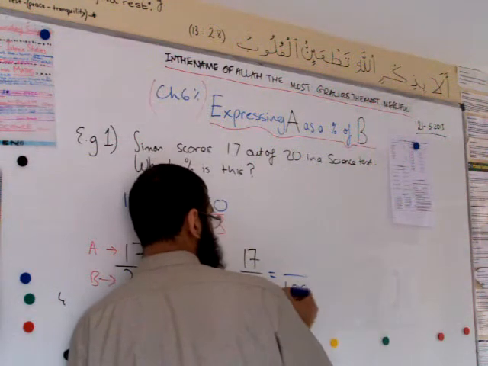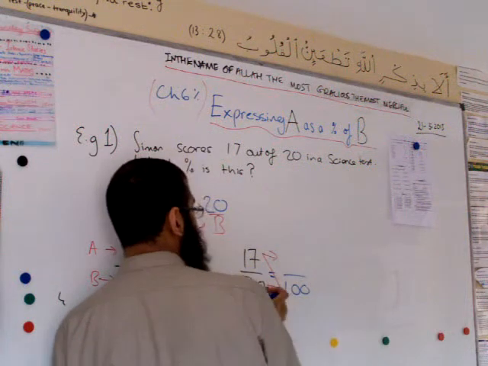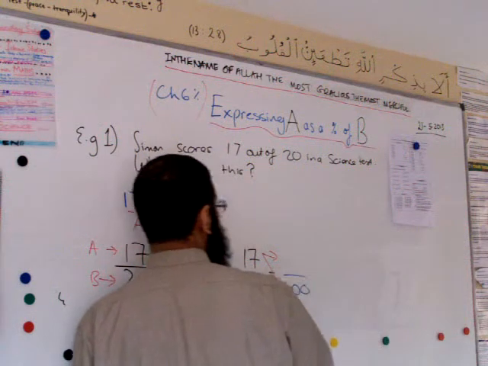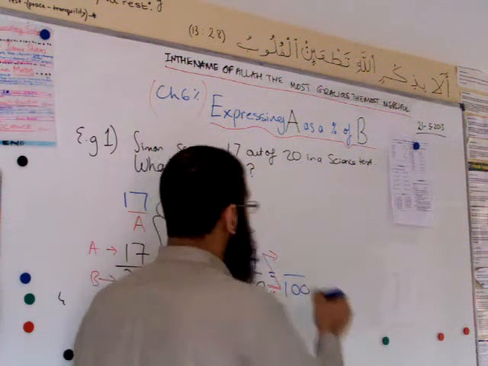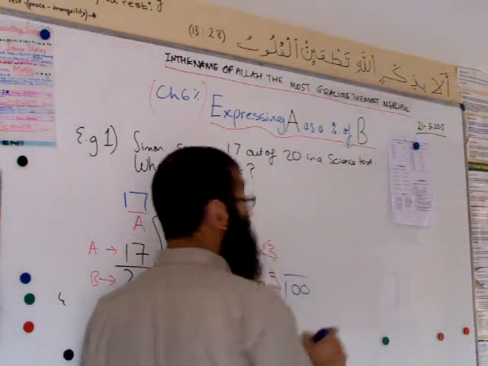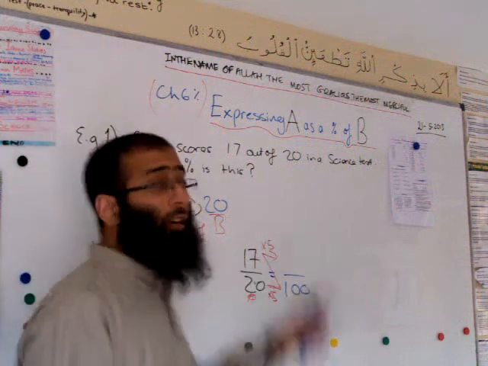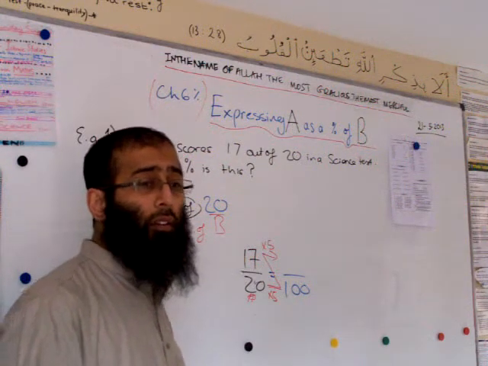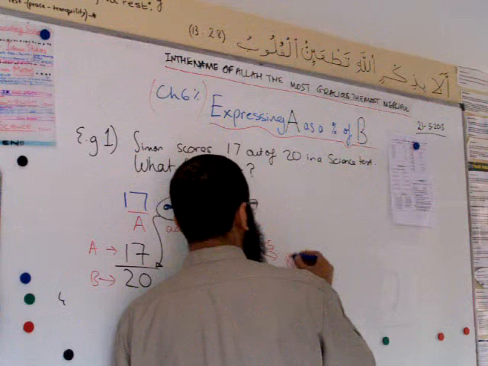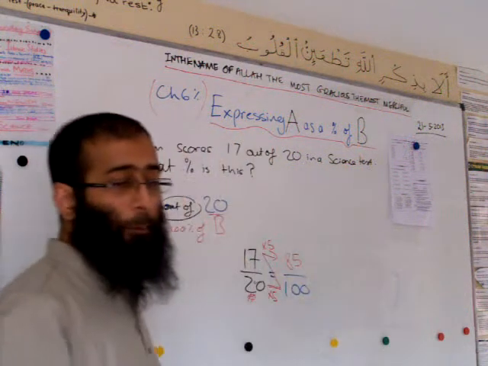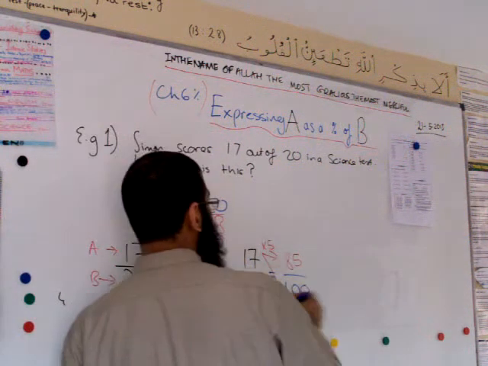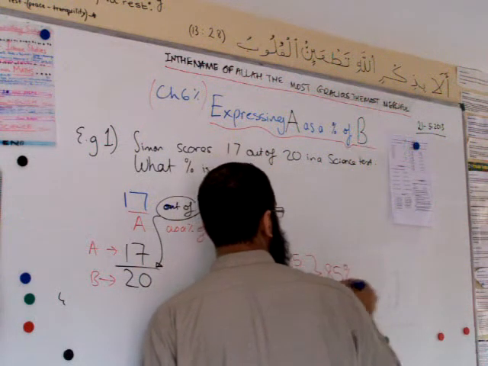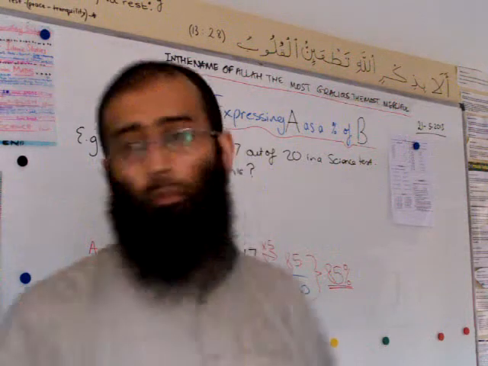Start at the bottom. What do we do to the 20 to change it into 100, Amina? We times it by 5, thank you. And if you times the bottom by 5, what do you do to the top? The same. So 17 times 5: 10 times 5 is 50, 7 times 5 is 35, and 50 add 35 is 85. So we have altogether 85 out of 100, which gives us 85%.